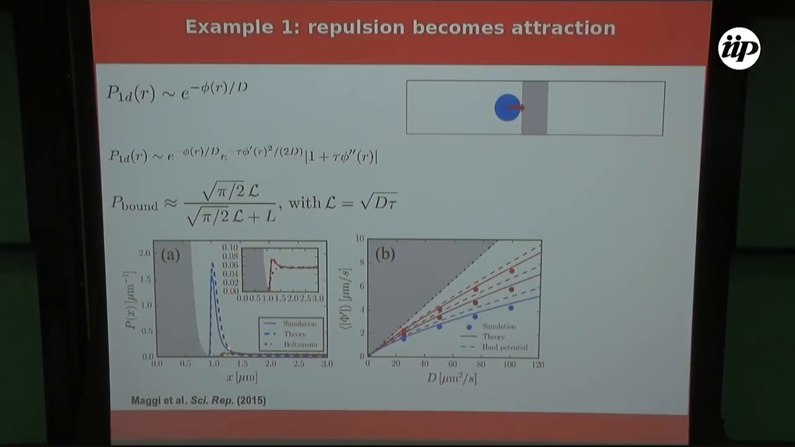And we can even approximate this peak as a Dirac delta, and we can find the fraction of particles that stick on the wall, of course for non-interacting particles. And we see that it takes quite a simple form, because what really matters is the persistence length of the motion, which is a combination of the diffusivity and the persistence time. Yes?